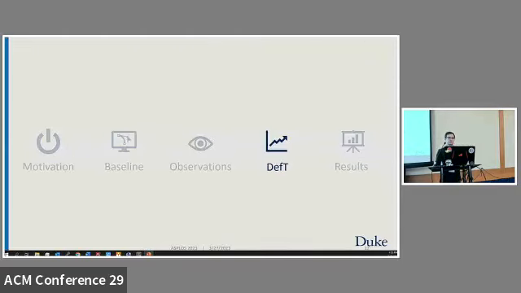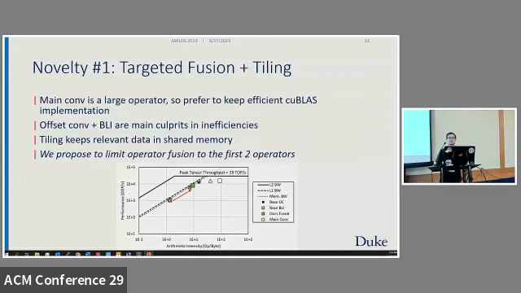Now, let's move on to how exactly we optimize this workload. Novelty number one is a very old way of optimizing workloads: fusion and tiling. But the novelty here is that we target the first two kernels rather than naively targeting all three. The main convolution is a very large operator that consumes most of the FLOPs, so we prefer to keep it on a highly optimized cuBLAS implementation.